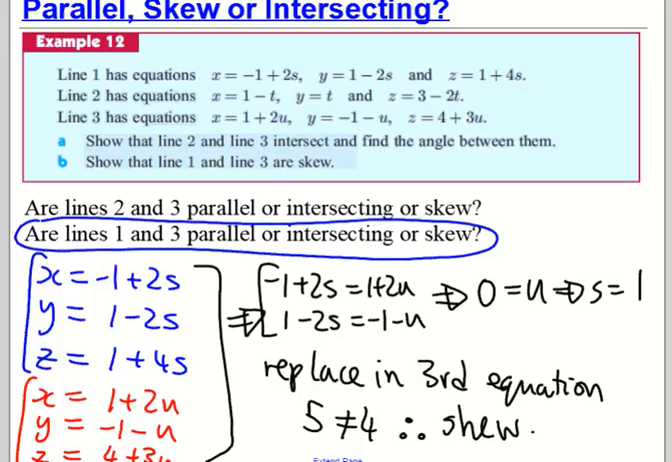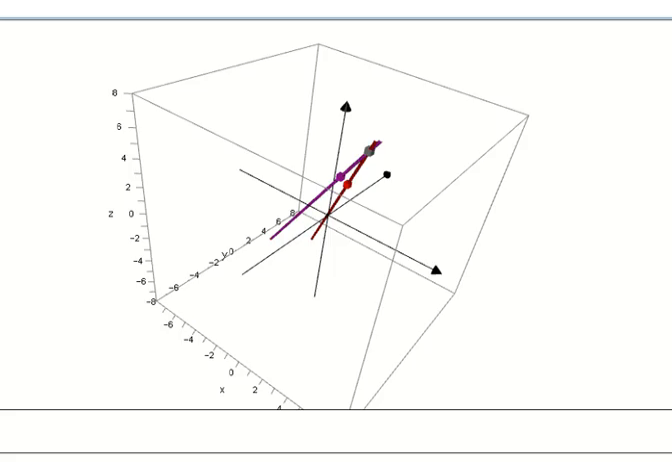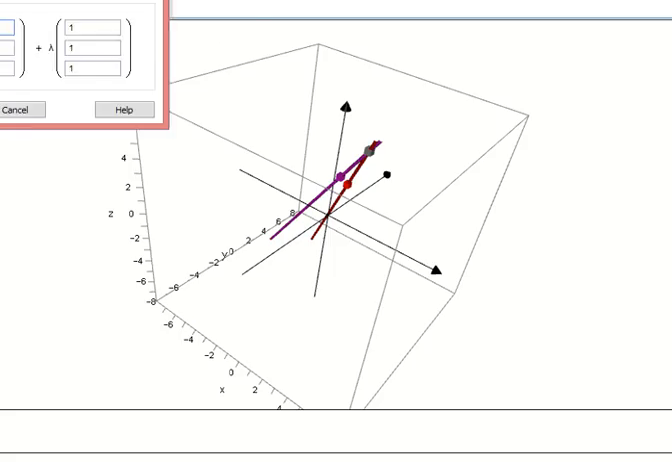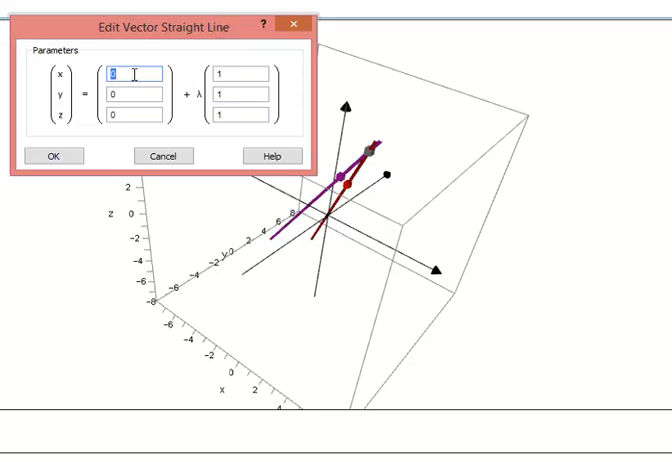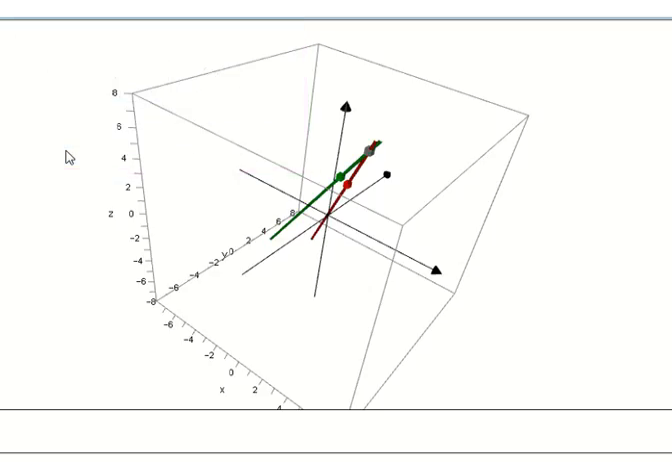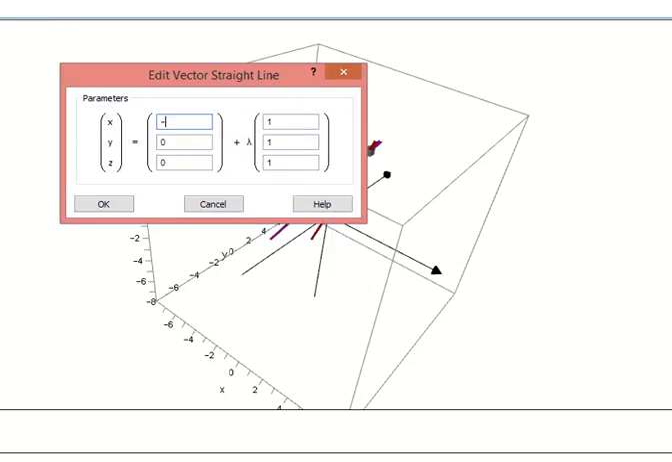So if I go back to my figure and add in that third line, which is 1, minus 1, 4, 2, minus 1, 3. Okay. Oh no, I did the same one again. I think it's the first one. Minus 1, 1, 1, 2, minus 2, 4.